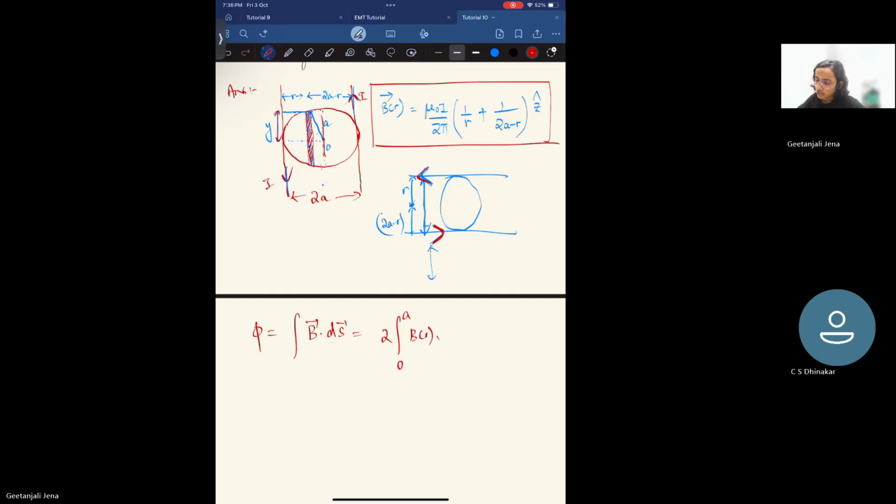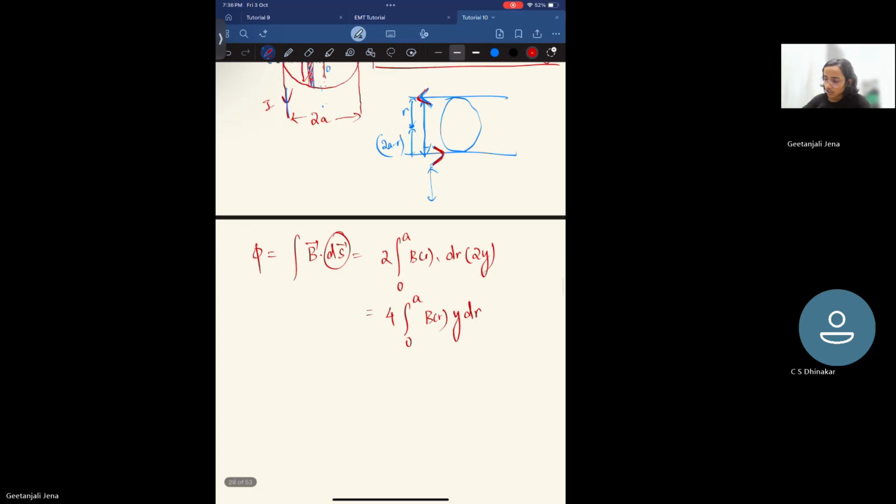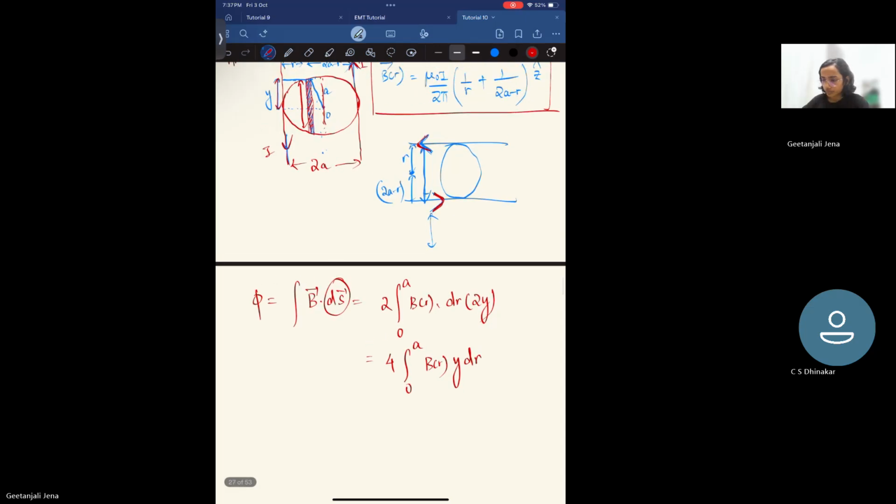B(R), and the dS would be the area of this shaded region, which is dr into 2y. So the flux is 2 times the integral from 0 to a of B(R) times 2y dr. Let us put the values.